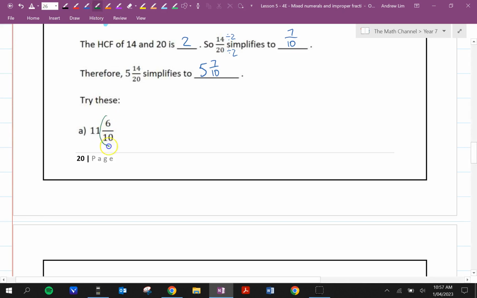Right, so we need to look at this. The highest common factor of 6 and 10 is also 2, so we're going to divide both of them by 2. We'll leave the 11 alone, so we'll just have 11, and 6 divided by 2 is 3, 10 divided by 2 is 5.